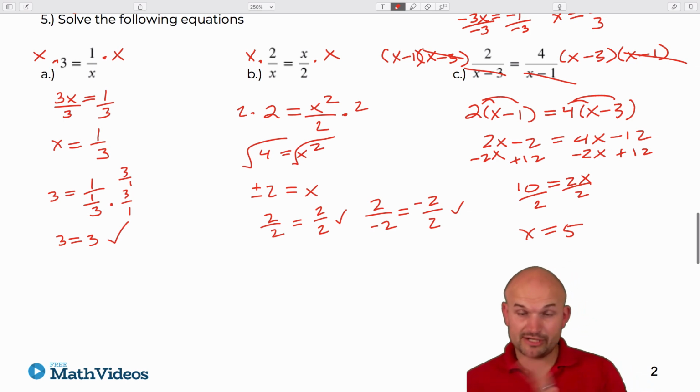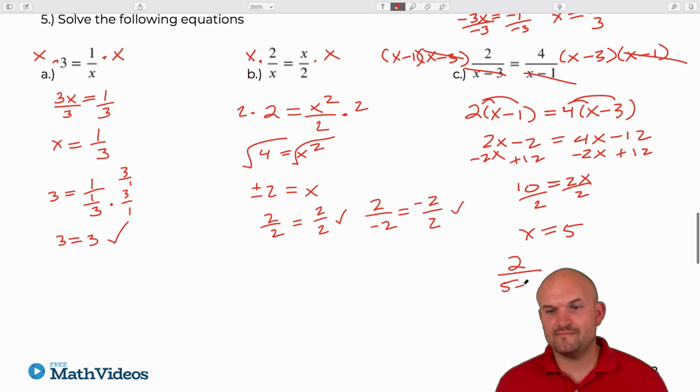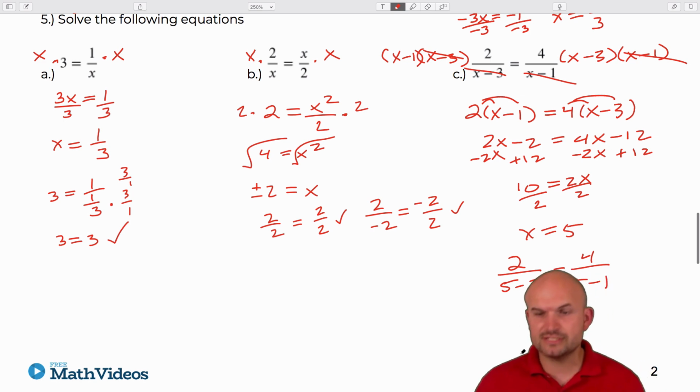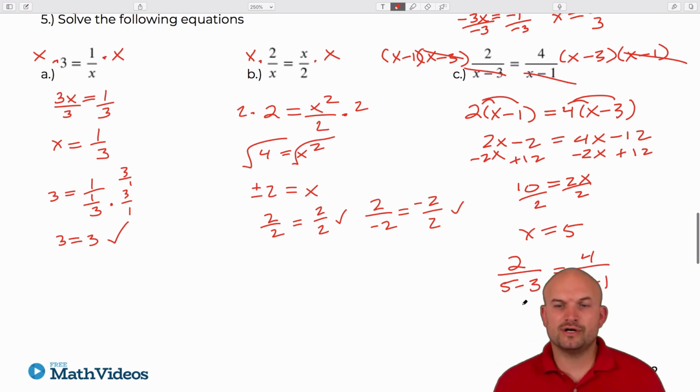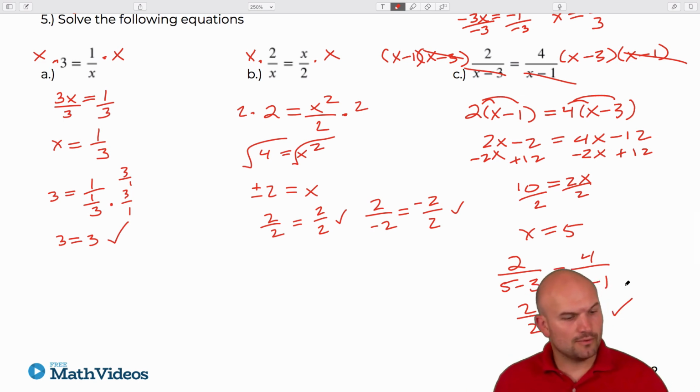And again, we just want to make sure that this works, that it's not an extraneous solution. So when we plug in 5, 2 over 5 minus 3, a lot of times you can just do this in your head. I don't require my students to always show their work for extraneous solutions. And we get 2 over 2, and in this case, we get 4 over 4, which again, 2 over 2 is 1, 4 over 4 is 1. So there you go, ladies and gentlemen.